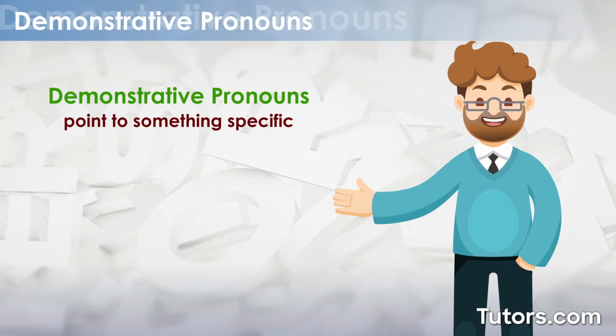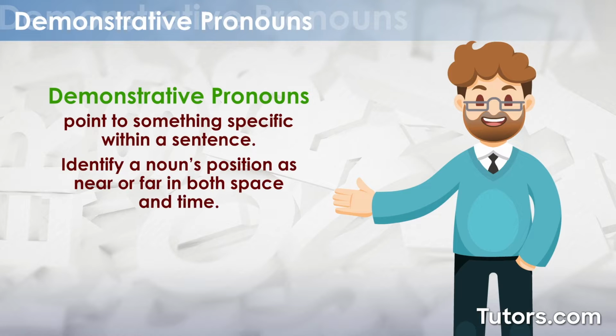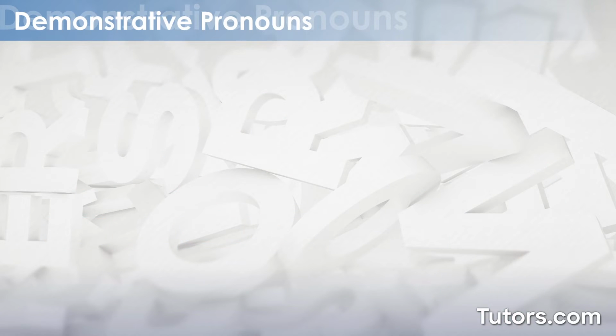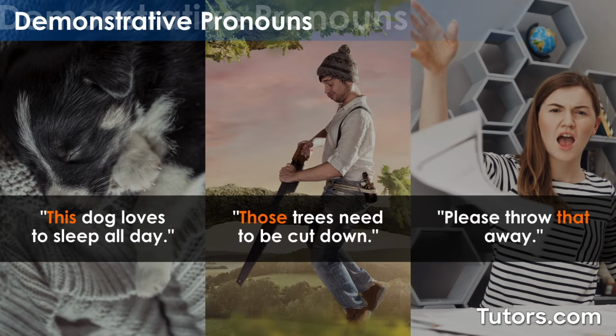Demonstrative pronouns point to something specific within a sentence. They are meant to identify a noun's position as near or far in both space and time. The pronouns this, that, these, and those are demonstrative. For example, this dog, those trees, please throw that away.